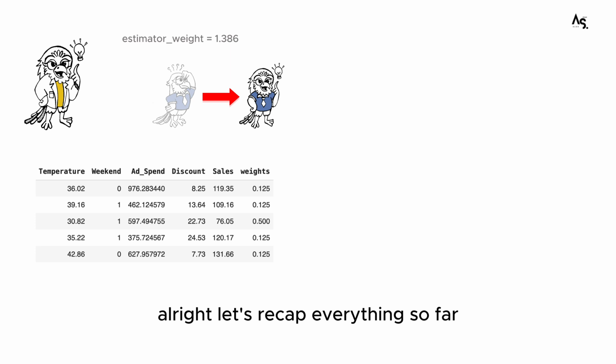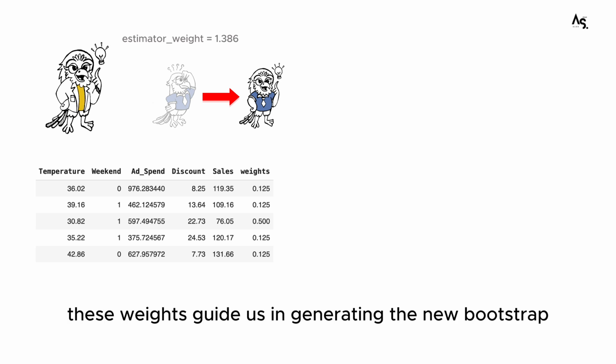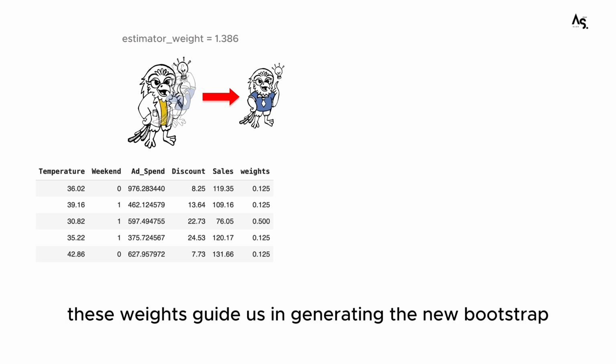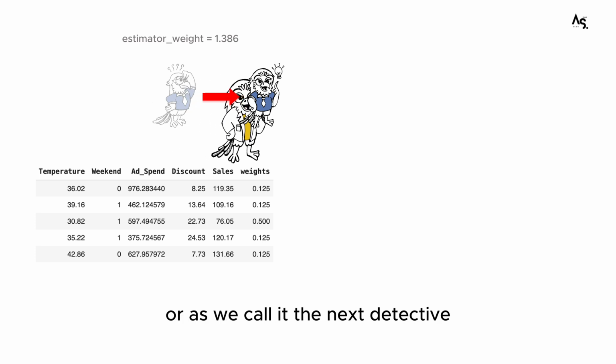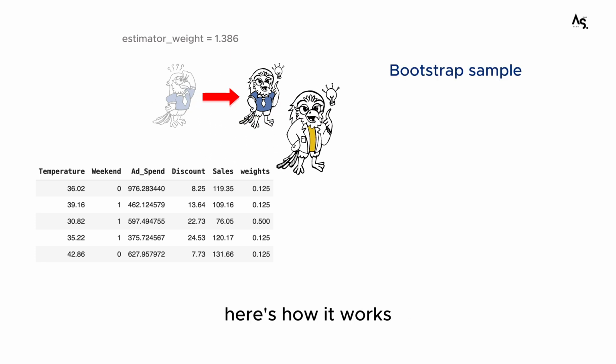Alright, let's recap everything so far by building another tree in this iteration. We now have updated weights for all the samples in our dataset. These weights guide us in generating the new bootstrap sample for our next tree, or as we call it, the next detective. Here's how it works.